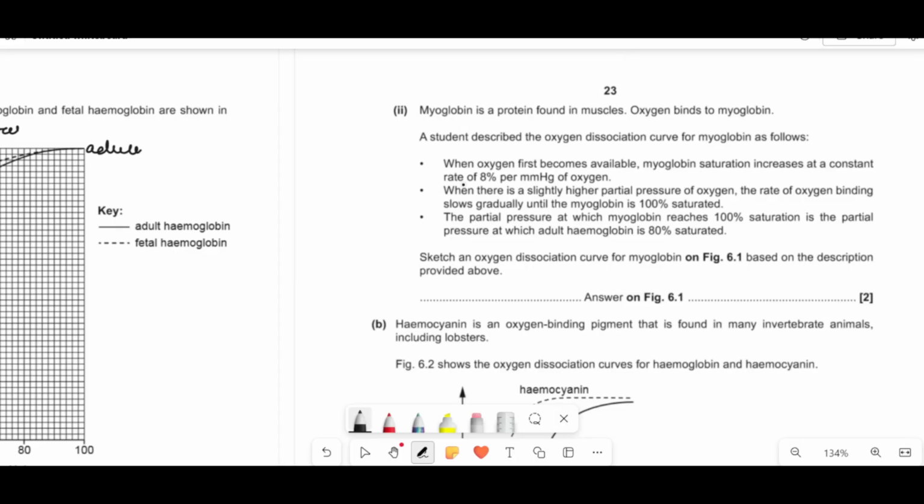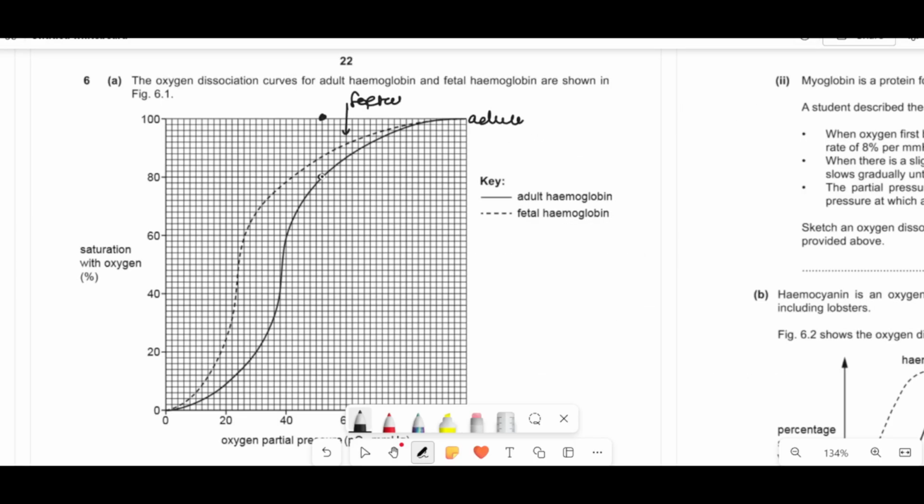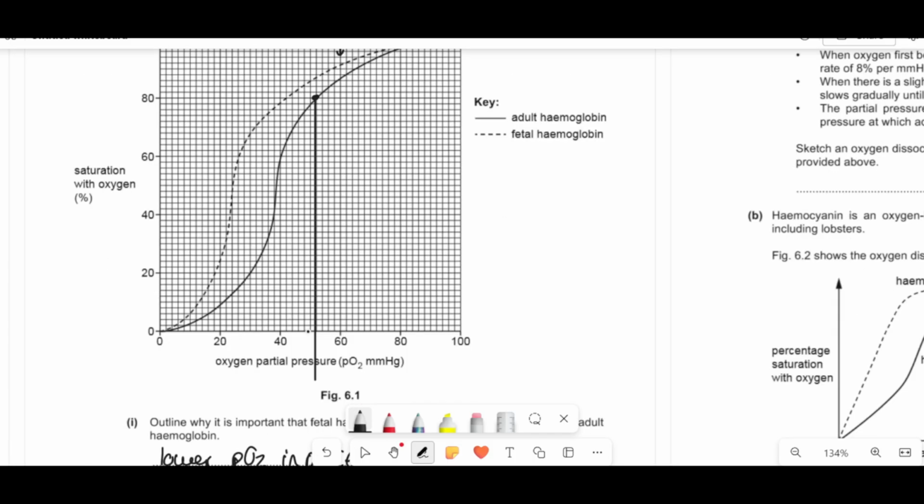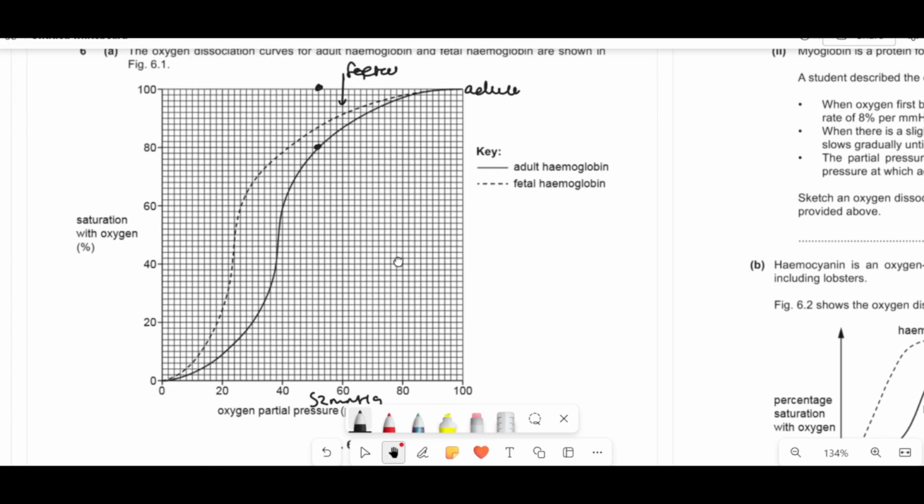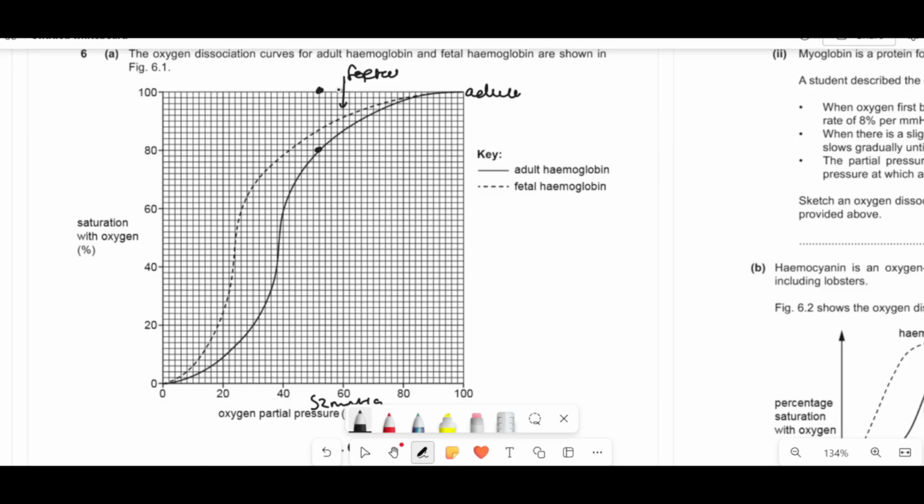So it increases at a constant rate. The sharp straight line is a rate of 8% per mmHg of oxygen. If we think about it, this adult one hits its full 80% saturation at a value of about 52 mmHg. So in that case, this myoglobin will start leveling out at that 52 as well. It hits that 100. Prior to that, it would have had that sharp straight line bit there.